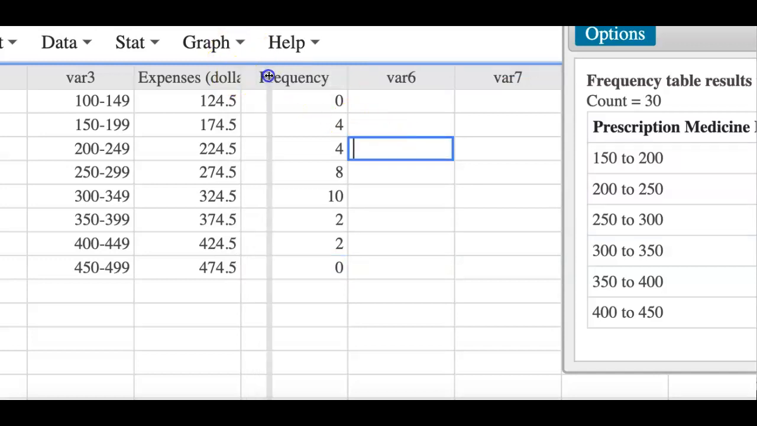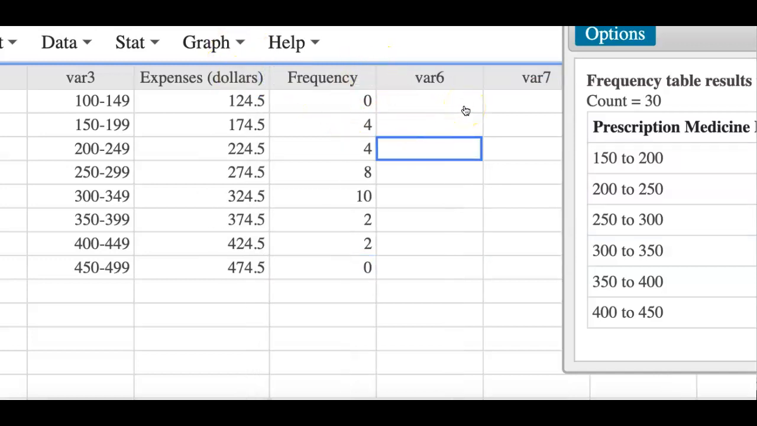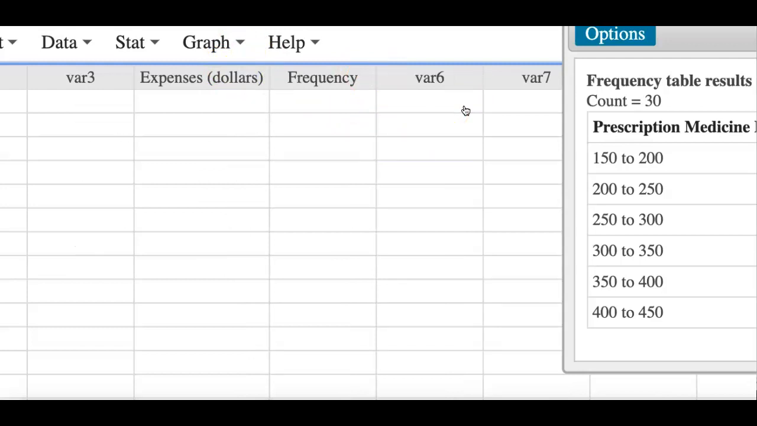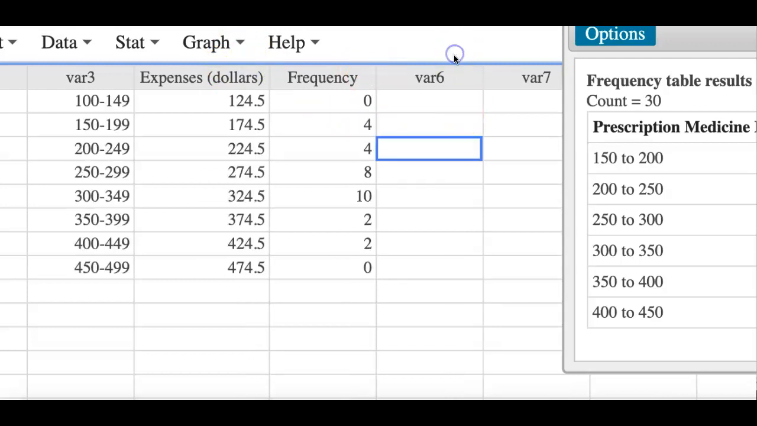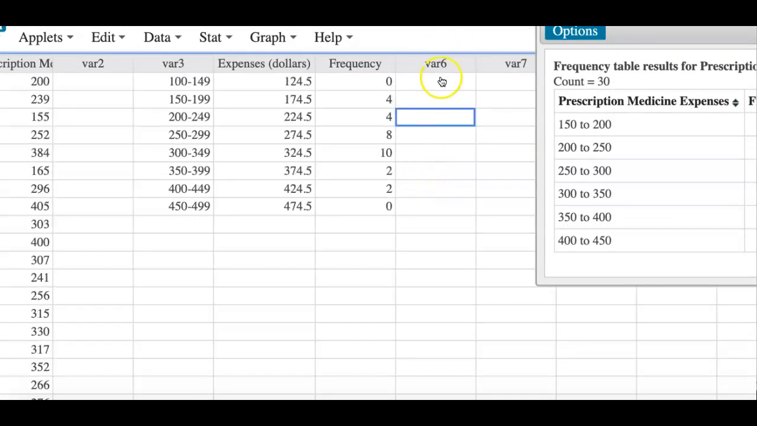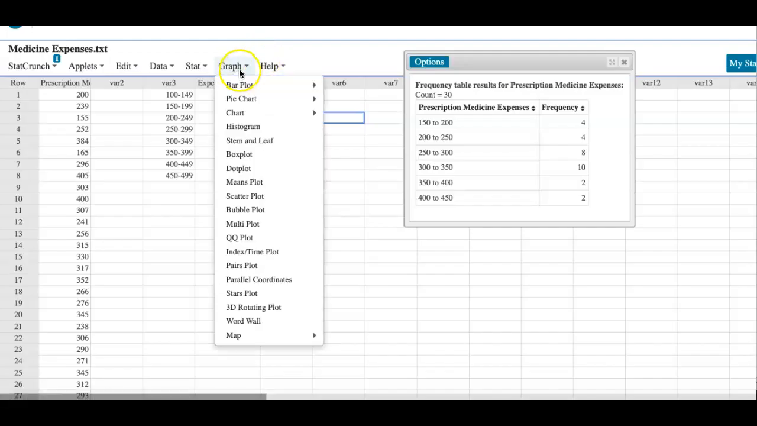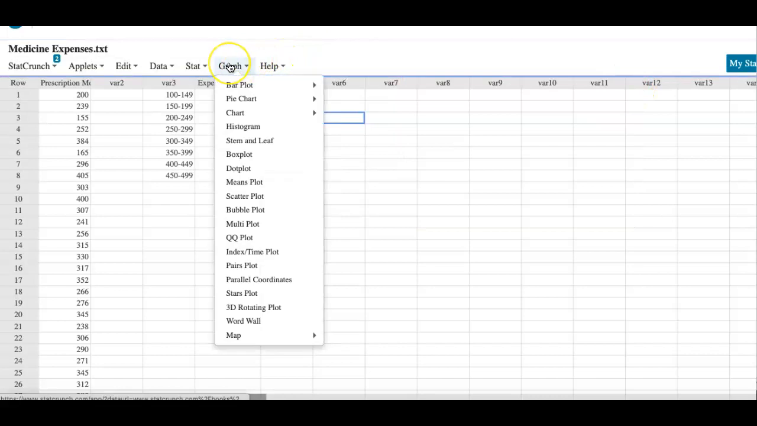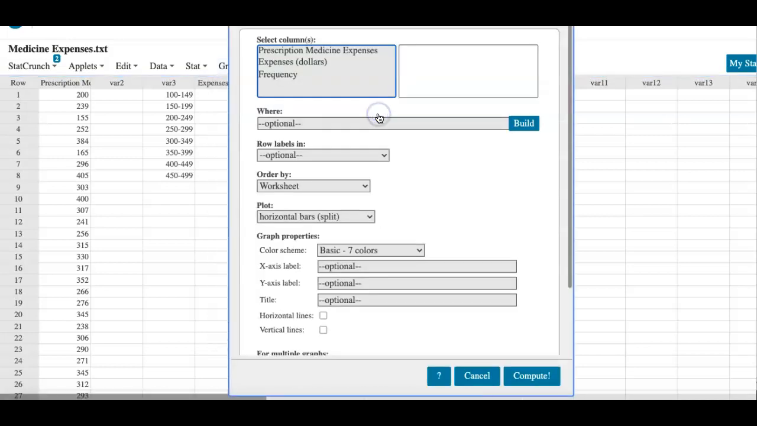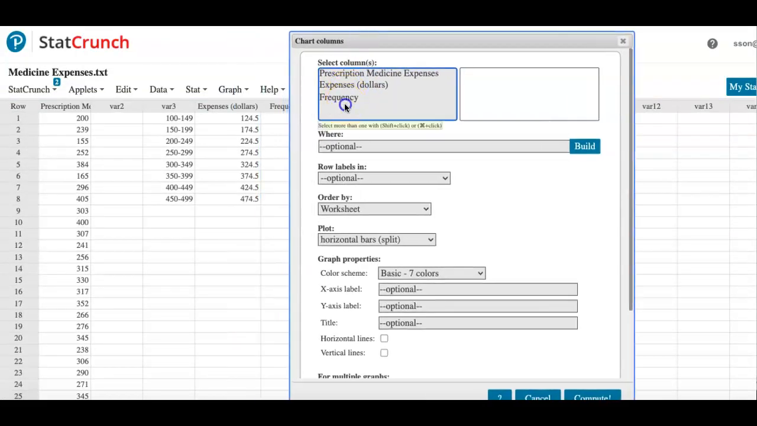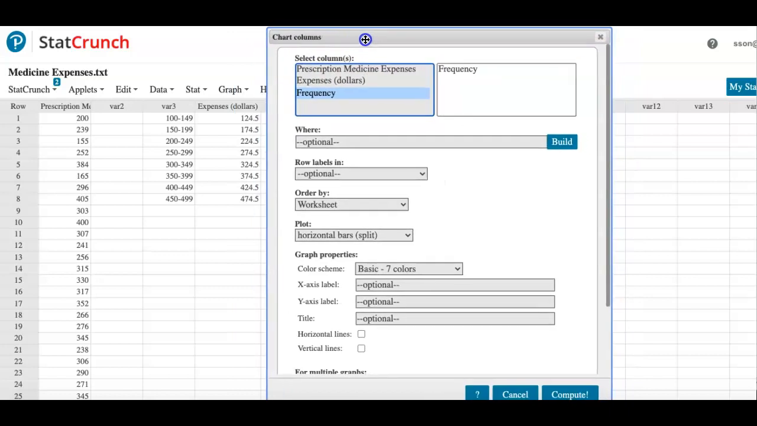Now, these are the frequency, and these are the expenses in dollars. I'm ready to create my frequency polygon. So watch this for me. I will go to graph. Let me minimize this real quick. Graph, charts, and columns. And over here, I'm going to ask it to plot the frequency, because the frequencies are going to be the y coordinates.